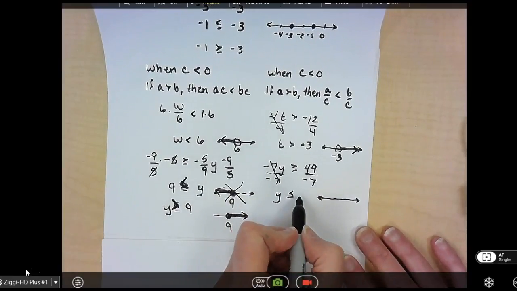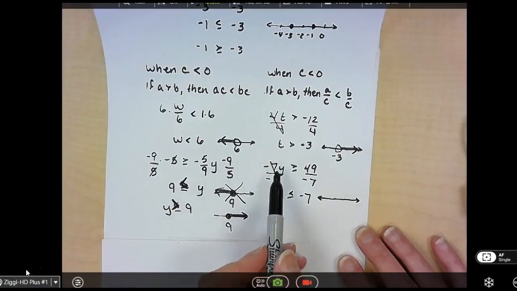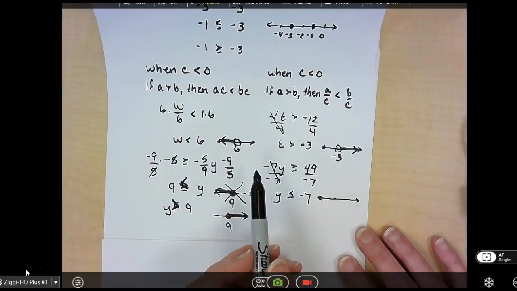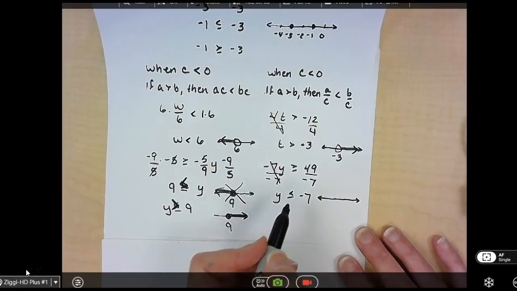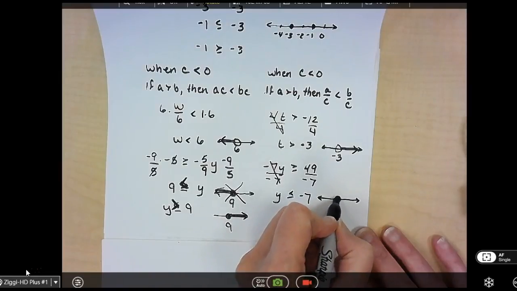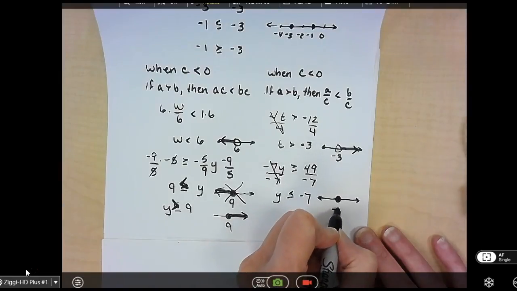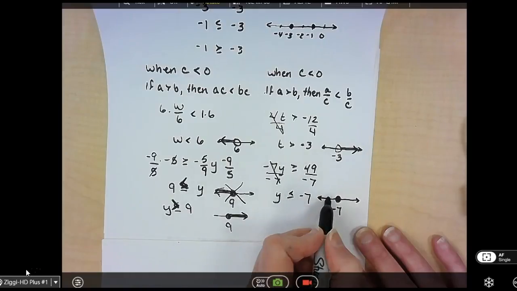It won't offend me. All right, so this one I did right. The minute I divide by the negative, I switch my inequality. 49 divided by negative 7 is negative 7. So this time I'm equal to also, so I fill it in at negative 7, and I'm going less than.